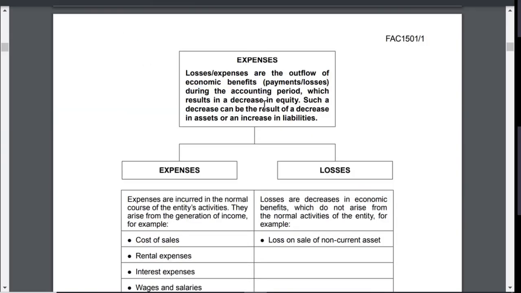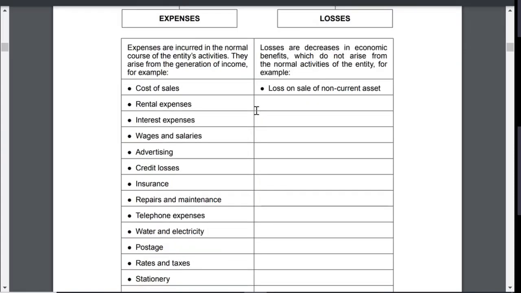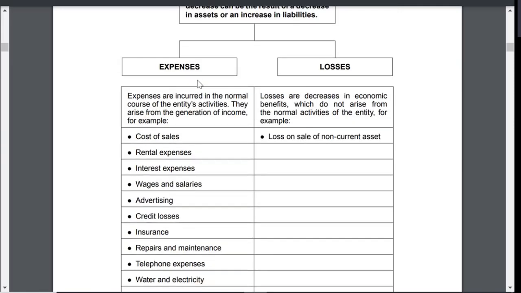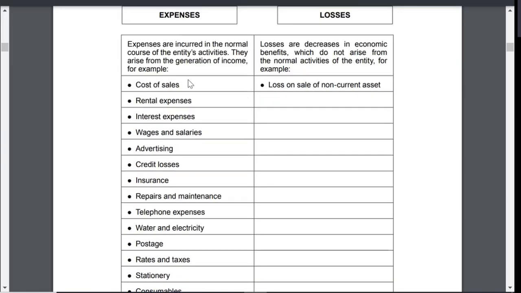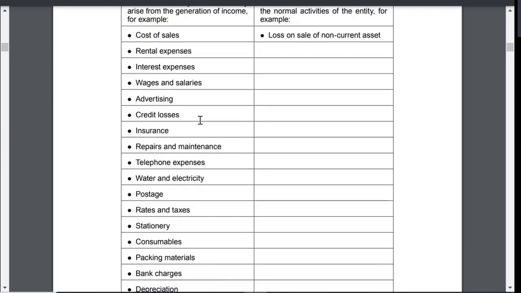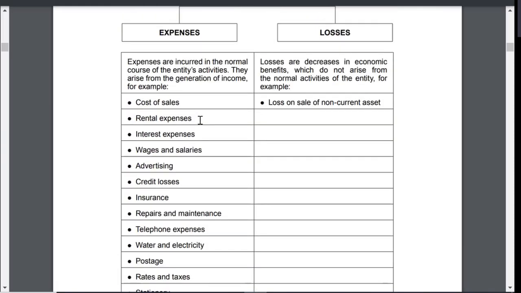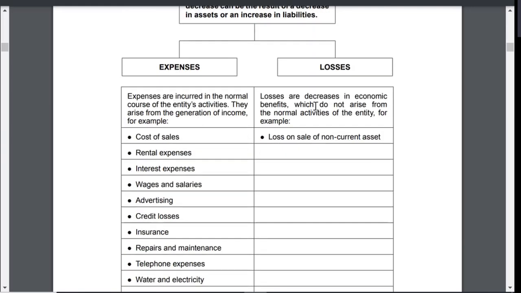So expenses are the outflow of economic benefits during the accounting period, which results in a decrease in equity. Such a decrease can be the result of a decrease in assets or an increase in liabilities. These are examples of your expenses and losses: cost of sales, rental expenses, interest. So these are examples of your expenses.